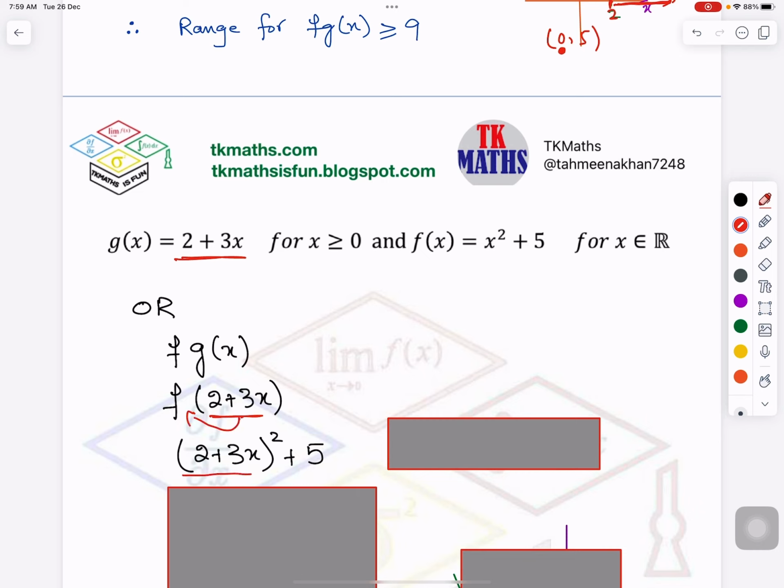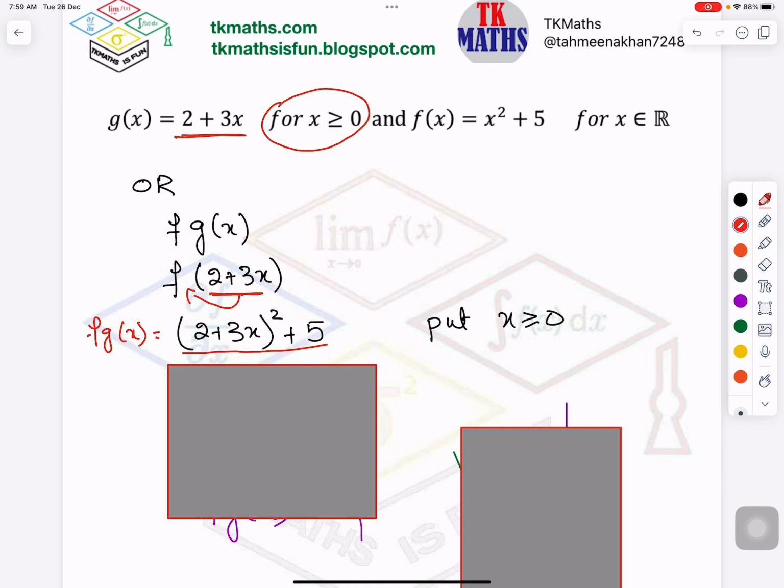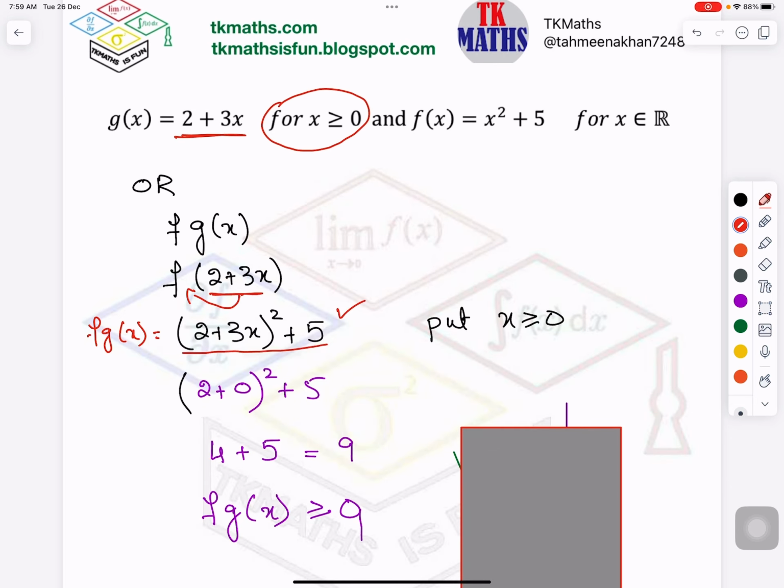So I have found here my composite function f of g of x. Now in this function, I will substitute the values of x of the inner function, x greater than or equal to 0, right? Now when I substitute x greater than or equal to 0 in my composite function, what is the value of y I'm getting? 9.